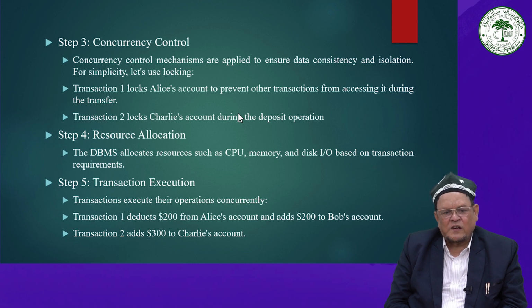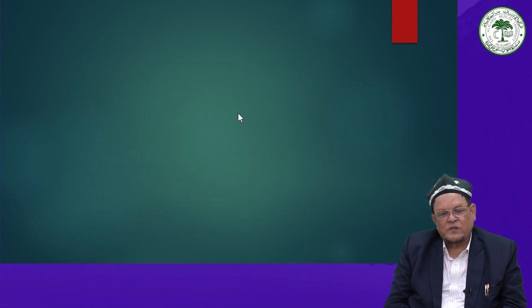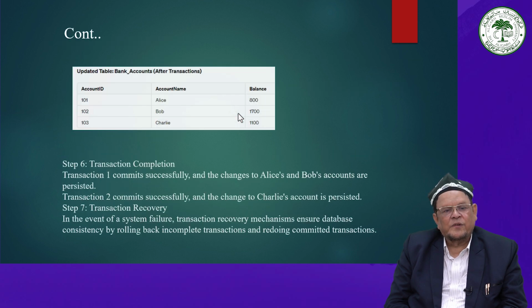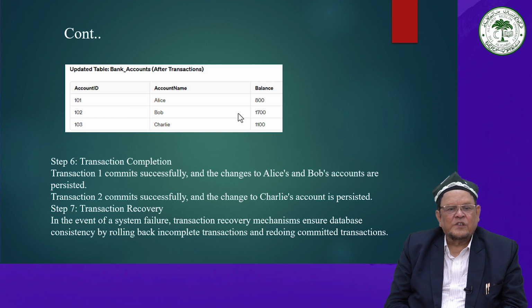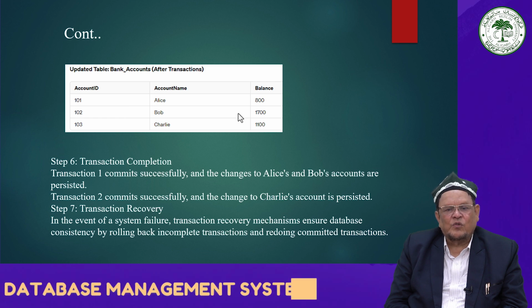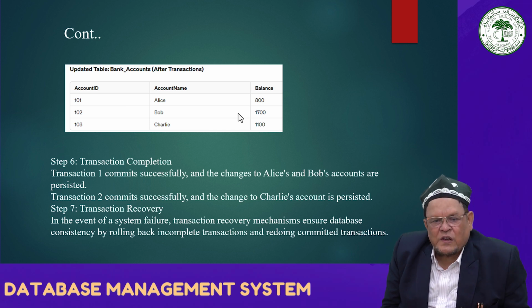Transaction 1 deducts $200 from Alice's account and adds $200 to Bob's account. Transaction 2 adds $3,000 to Charlie's account. See the updated bank table here. You can see the balances have changed and they are 800, 1700 and 1100.